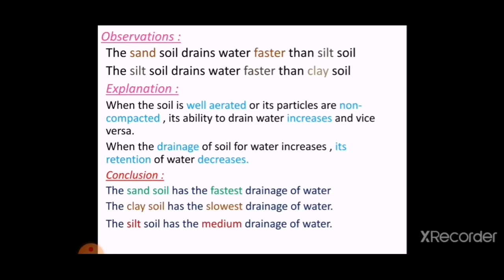When I ask you a question, give reasons. The clay soil has the slowest drainage of water because it's poorly aerated soil as its particles are highly compacted. The clay soil is poorly aerated because it has highly compacted particles. But why does the silt soil have moderate absorption of water? Because it is moderately aerated soil.